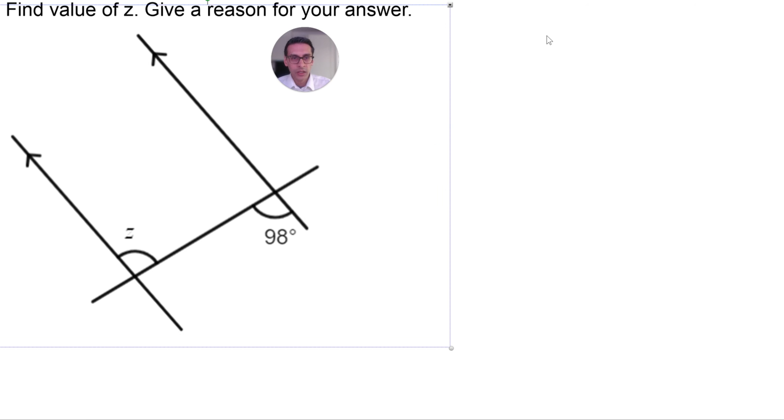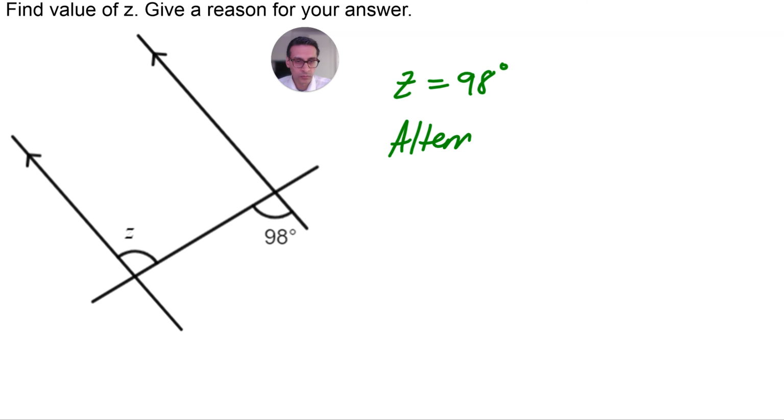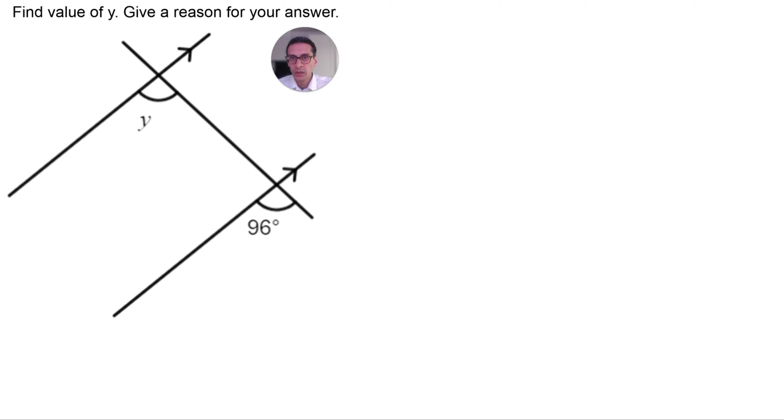Okay, next question. Pause the video and have a go with this. This is a quick one as well. So you should be able to spot that these are also alternate angles. So z equals 98 degrees because they are alternate angles. Okay, next one. Pause the video and have a go with this. So you may have spotted here that they are in the same position on the same side of each transversal. So we can say they are corresponding angles. So y equals 96 degrees, corresponding.